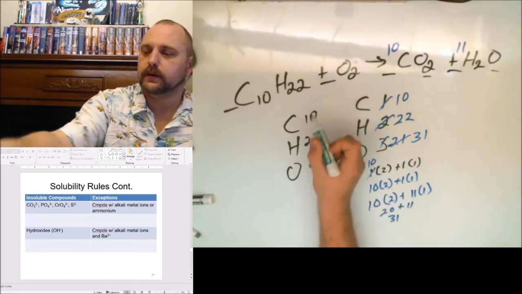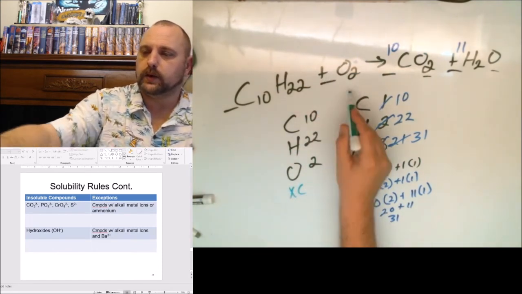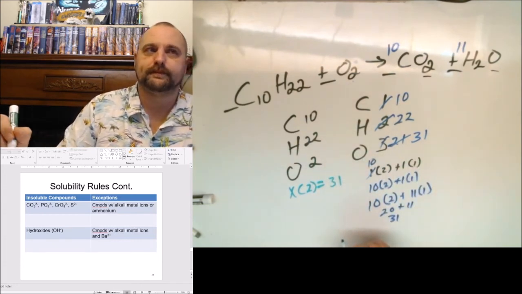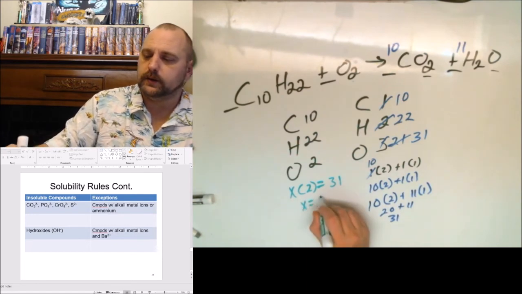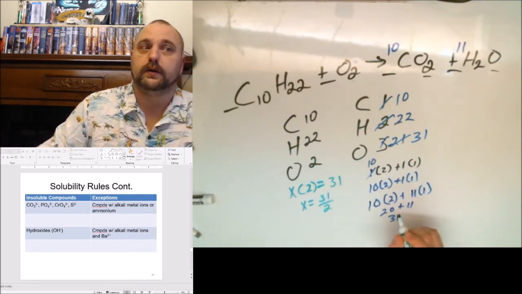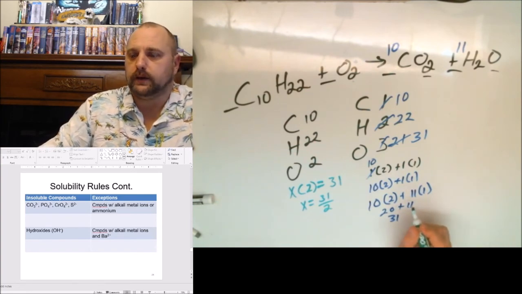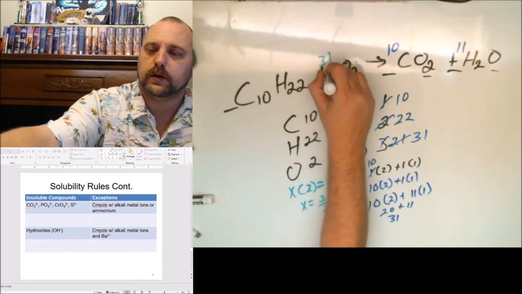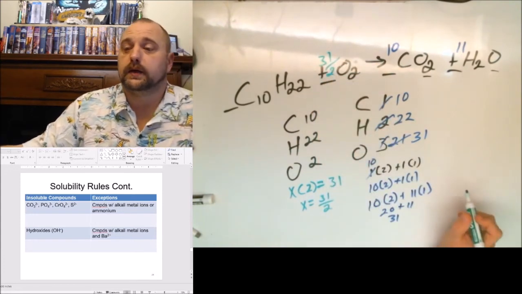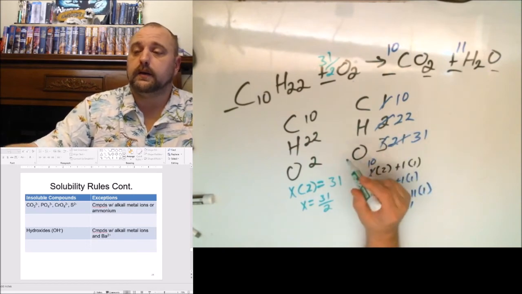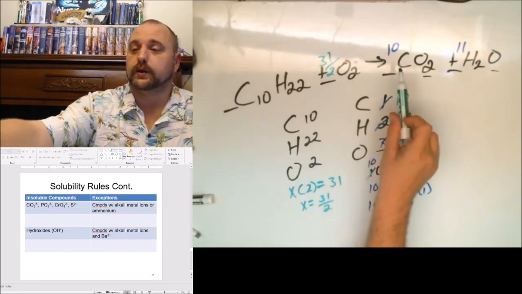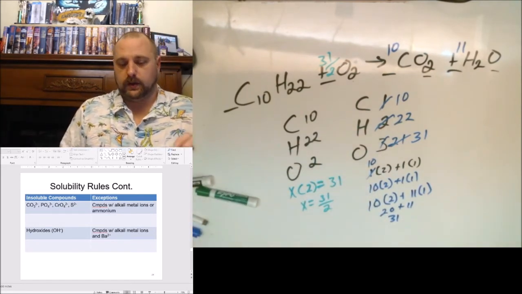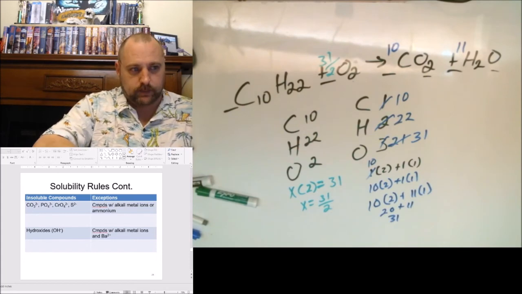Alright, so I now need some number, when I multiply it by that 2, I want it to come out to be 31. Easy enough. X will be 31 halves. Don't put that in your calculator. Don't write down that it's 15.5. Put 31 over 2. Because the next thing I'm going to do is multiply them all. I've got 1, 31 halves, 10, 11. I want them all to be whole numbers. I'm going to come through and multiply them.